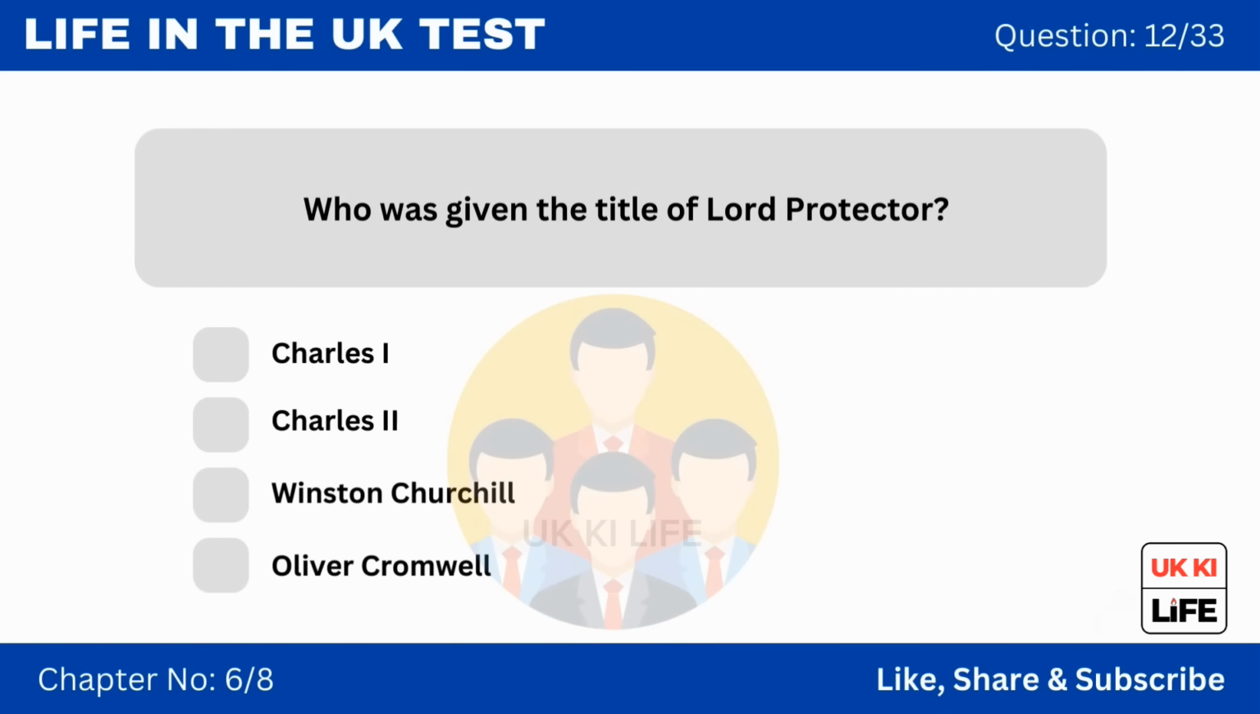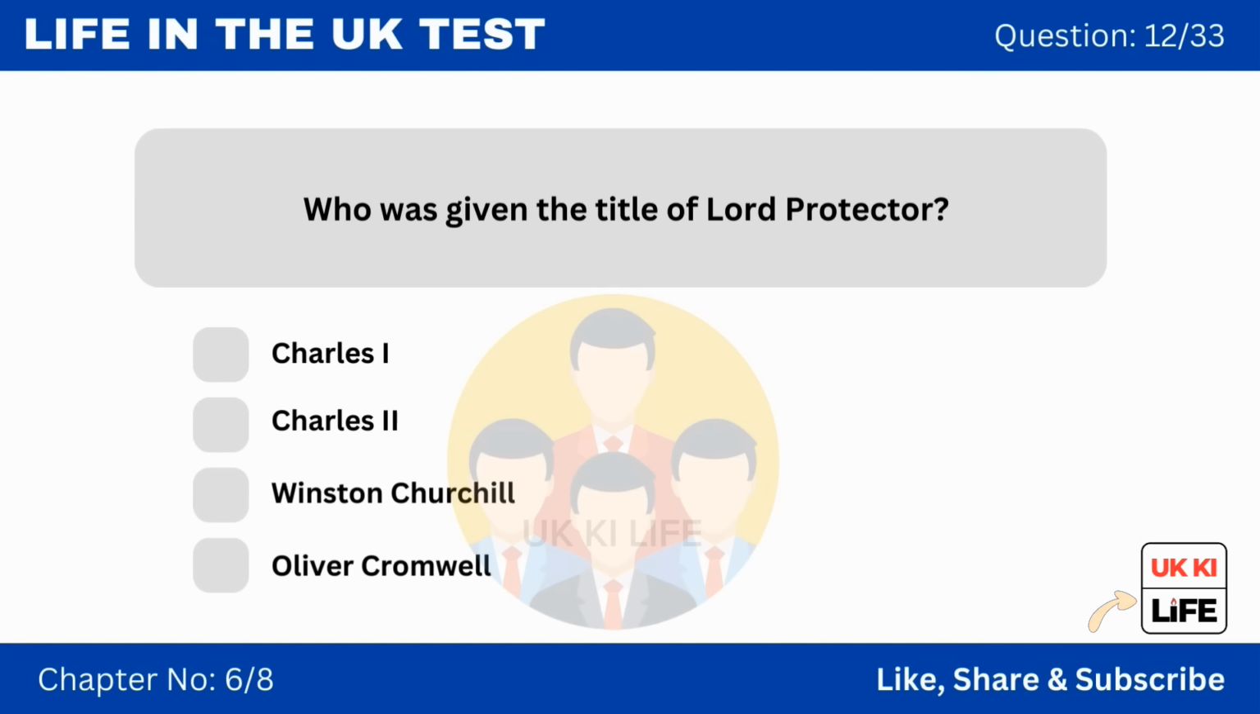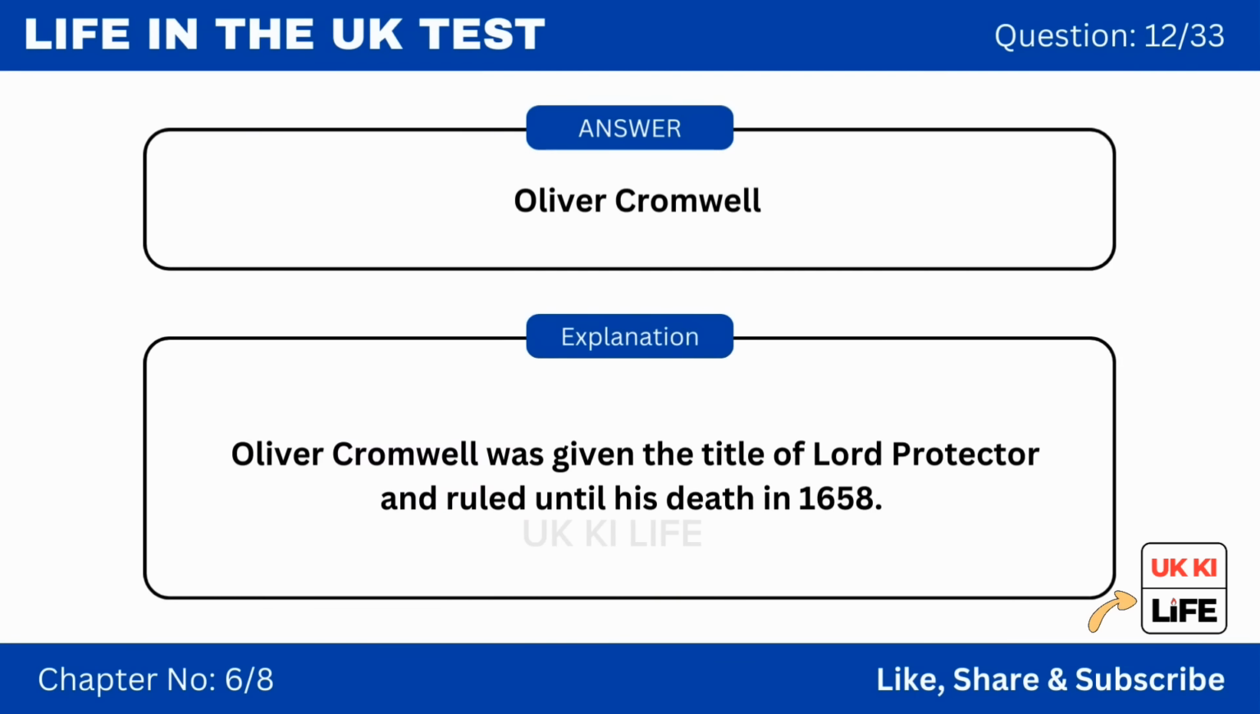Question 12. Who was given the title of Lord Protector? Charles I, Charles II, Winston Churchill, Oliver Cromwell. The correct option is D. Explanation. Oliver Cromwell was given the title of Lord Protector and ruled until his death in 1658.